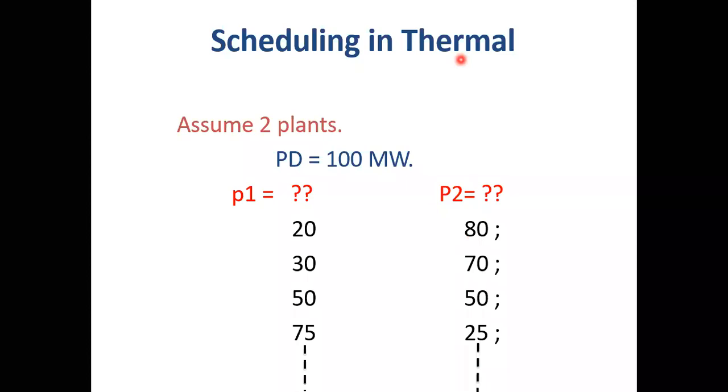The reason is, when you are considering the thermal power plant, the fuel cost is very, very high when compared to the other sources. So that's why, in the second case, we will go for optimal scheduling. What is the meaning of optimal scheduling? It is nothing but economical generation.